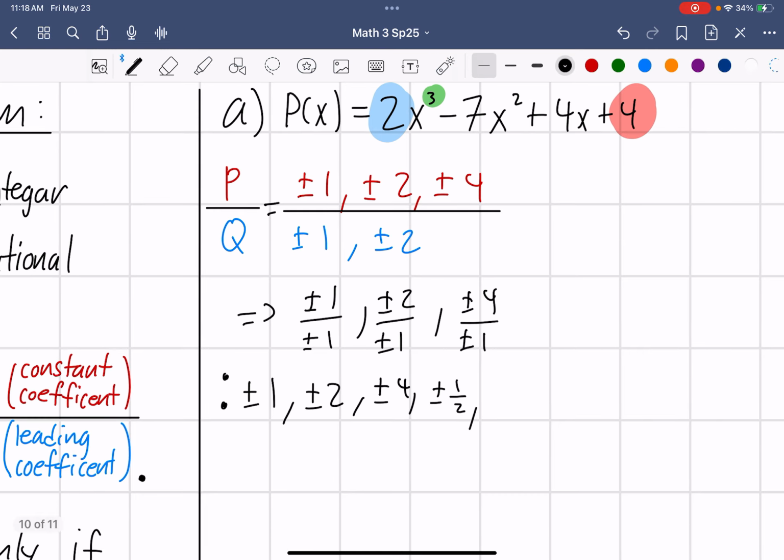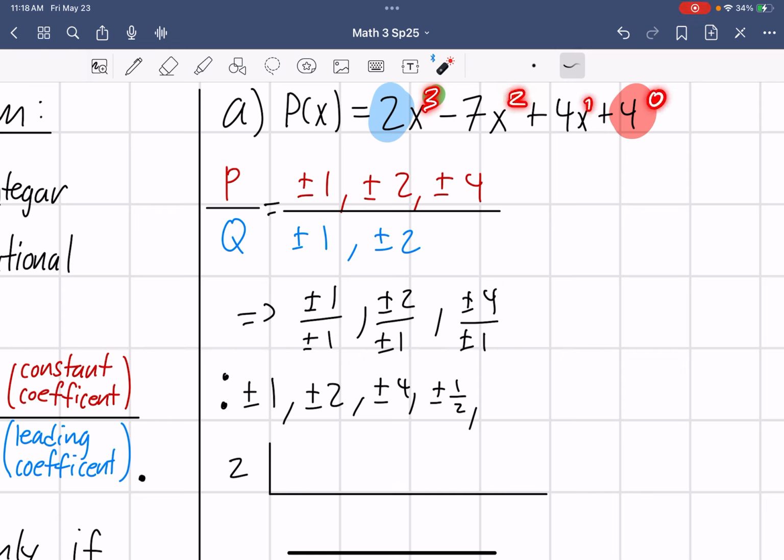Luckily, I know which ones work. So for the sake of time, I will use them. So 2. And once again, look at the coefficients. And then we'll look at the powers. 3, 2, 1, 0. So none are missing. I'm not going to need a 0 as a placeholder. This is going to be 2, -7, 4, and 4.